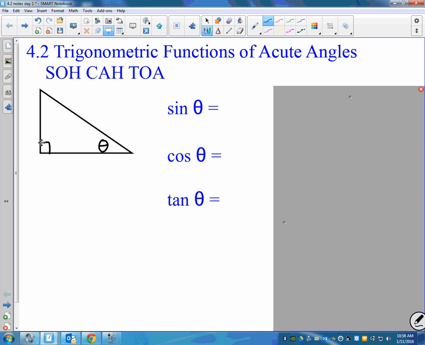And we know the side across from the right angle, what's that called in the right triangle? Hypotenuse. The side across from theta is the side opposite. And the side that's not the hypotenuse and not the opposite is right next to it. We call that the adjacent side. Adjacent must be next to, like the person sitting adjacent to you.